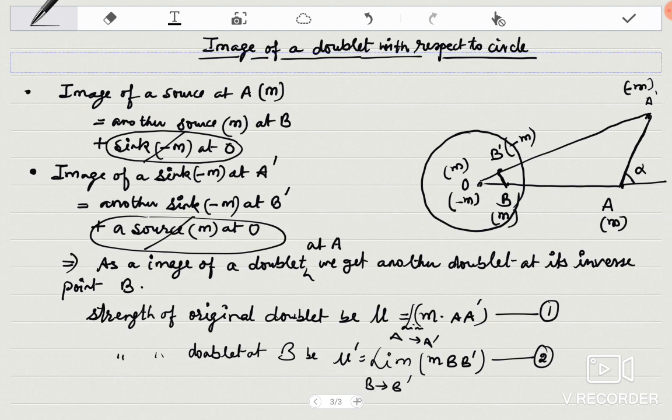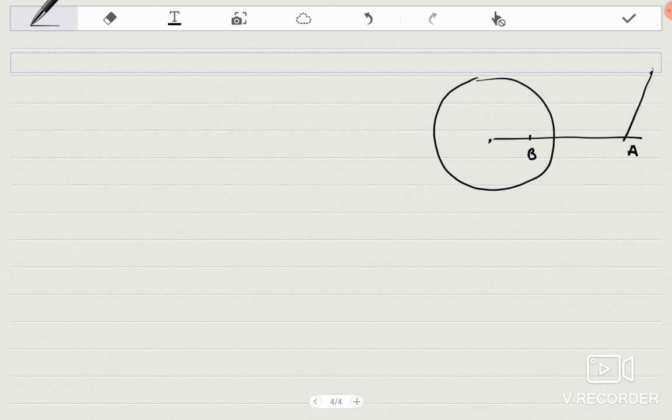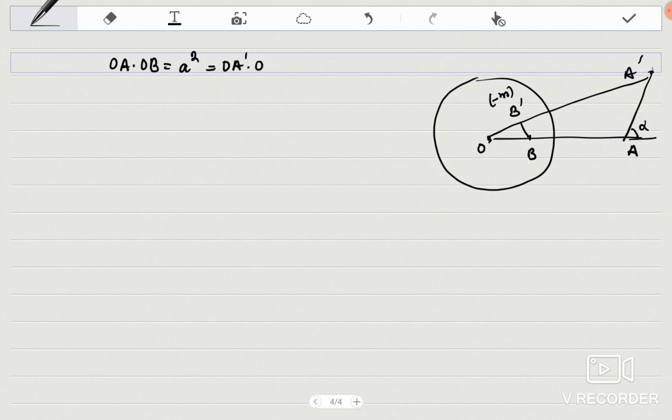Now I'll draw it on the next page also, because I would need it. You have this type of system. You have A, then B, A dash, and this is B dash. Here it is minus m. I would not require these strengths, so I'm not writing all these, and this is O. Now B is the inverse point of A, so OA into OB is equal to radius square. Similarly B dash is the inverse point of A dash, so it is OA dash into OB dash. This is another relation which will be used later.